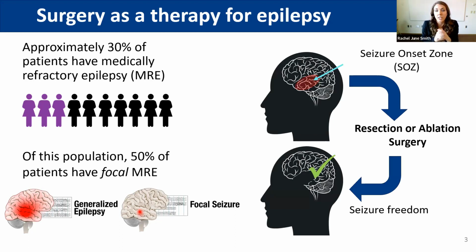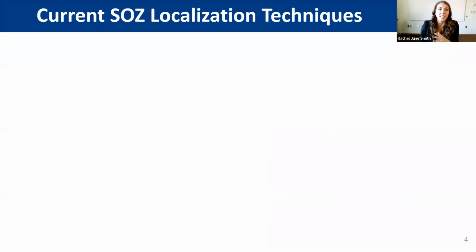So if clinicians can localize where the seizures are coming from, then they can go in surgically and take out that part of the brain, or they can ablate it, or you can use electrical stimulation and stimulate it. But the idea is that if you can remove this part of the brain or stimulate, modulate it in some way, then these patients can be seizure-free after surgery, right? So first we have to localize where the seizures are coming from, right?